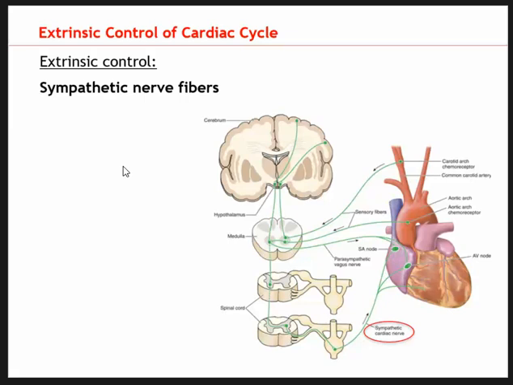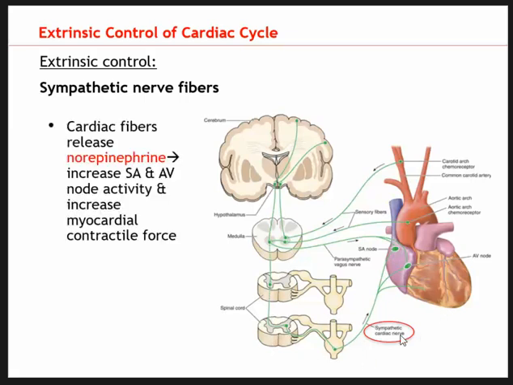So now let's look at sympathetic nerve fibers. We see down here at the very bottom, now we've gone further down the spinal cord. This is where the sympathetic cardiac nerve fibers come in. They release norepinephrine, and we already know that as well, because in chapter 5 we said that the sympathetic nervous system will release norepinephrine and epinephrine. We'll talk about epinephrine on the next slide. So with norepinephrine, what happens? When these fibers are activated, they're going to increase SA node and AV node activity.